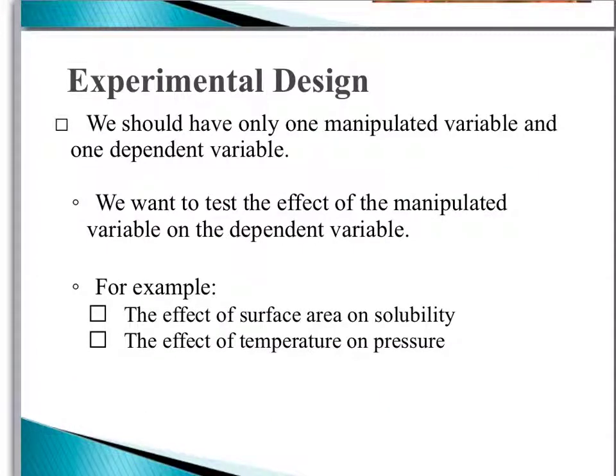We should only have, when we're looking at experimental design, one manipulated variable and one dependent variable. A manipulated variable is also oftentimes called an independent variable, and I want you to think about that as what it is that the scientist is changing.